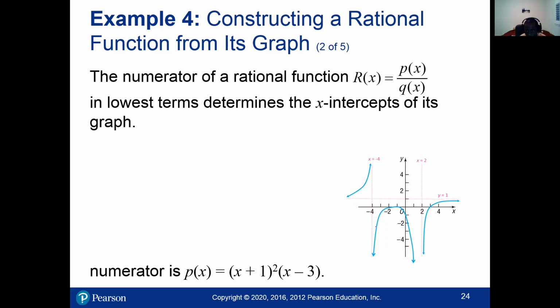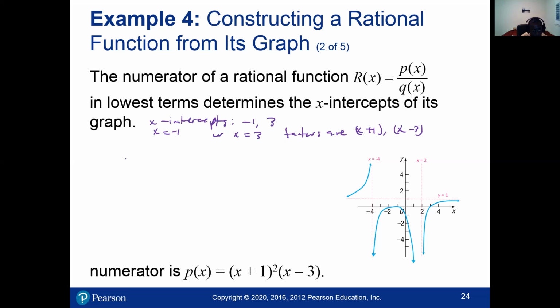Well, now according to the graph, the x-intercepts are what? We have -1 and +3. So x is equal to -1, or x is equal to 3. So the factors are x plus 1 and x minus 3.